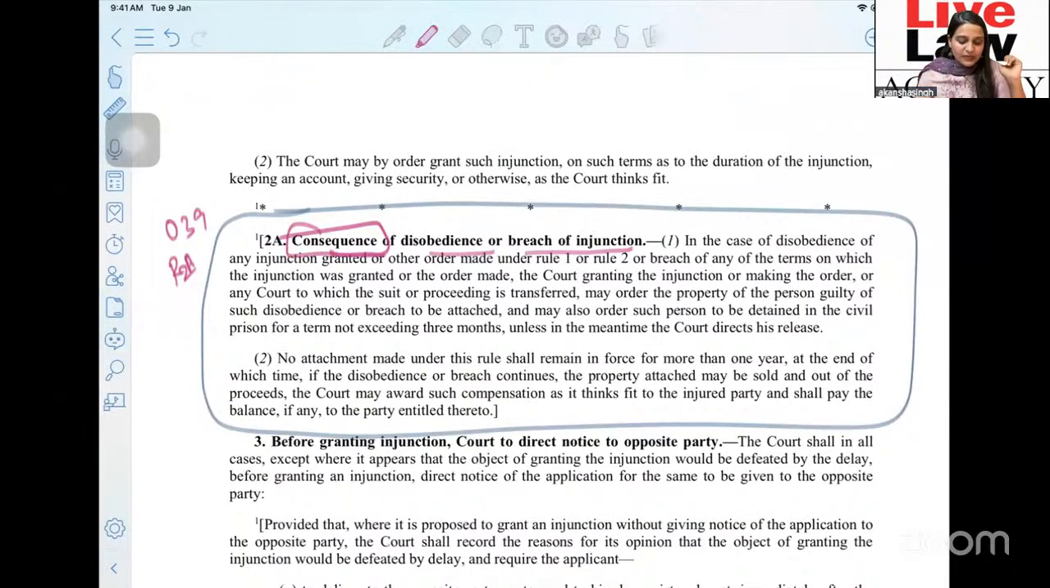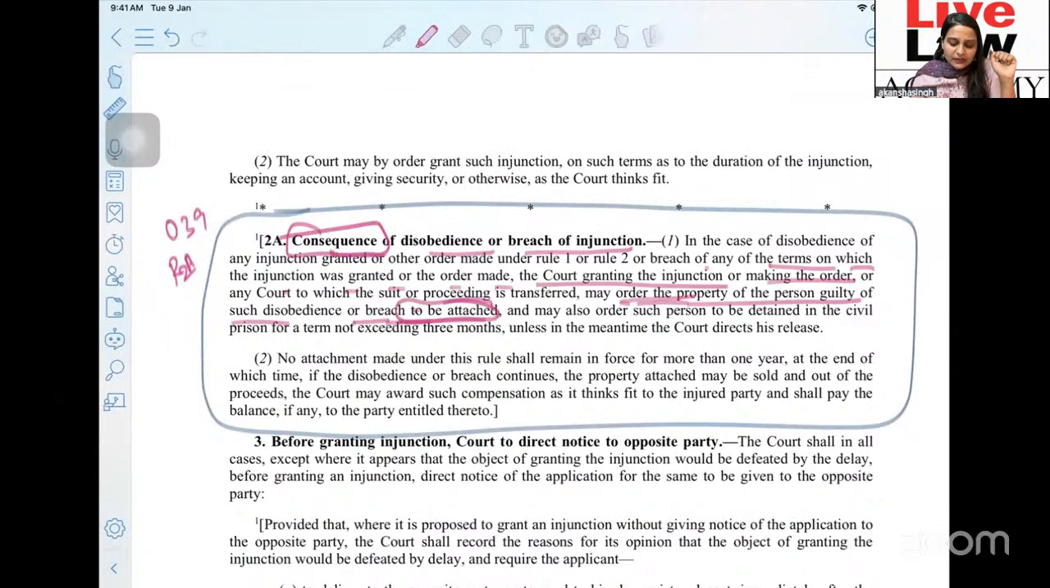In the case of disobedience of any injunction granted or other order made under Rule 1 or Rule 2, which talks about the temporary injunction granted by the court, or breach of any terms on which the injunction was granted or the order made, the court granting the injunction or making the order may order the property of the person guilty of such disobedience or breach to be attached. So first, your property can be attached. If you have defied the order of the court, as in our given situation, your property can be attached.